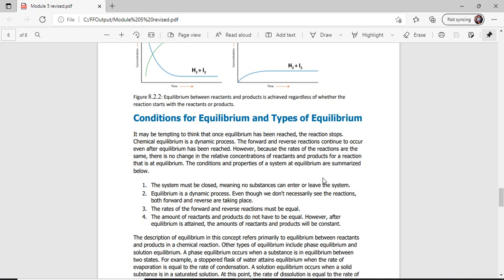Number 2, equilibrium is a dynamic process even though we don't necessarily see the reaction, both forward, making a product, and breaking down into its reactants. And the rates of the forward and reverse reactions must be equal. And the amounts of reactant and product do not have to be equal. However, after the equilibrium is attained, the amounts of your reactants and your product will be constant because it will be balanced.